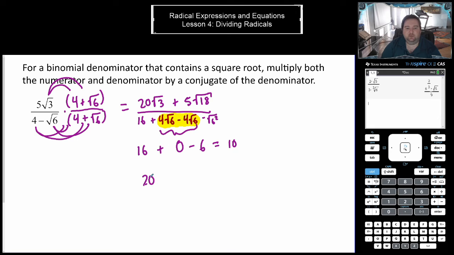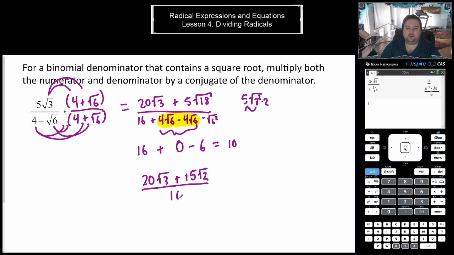Let's rewrite this. You have 20 root 3 plus 5 root 18. And actually, before we go any further with this one, we can simplify this 5 root 18, right? Because 5 root 18 is 5 times 9 times 2. And this is 3 squared, 9 times 2. And we can pull out this 3, right? So 3 times 5 is 15 root 2. There we go. We simplified it up a little bit more.